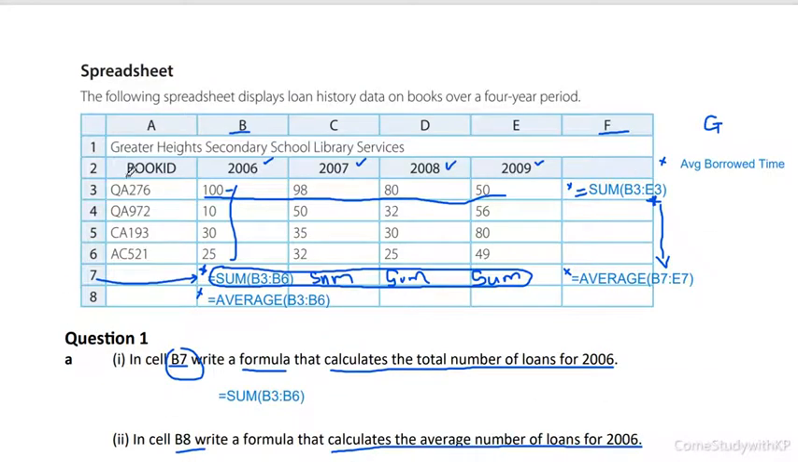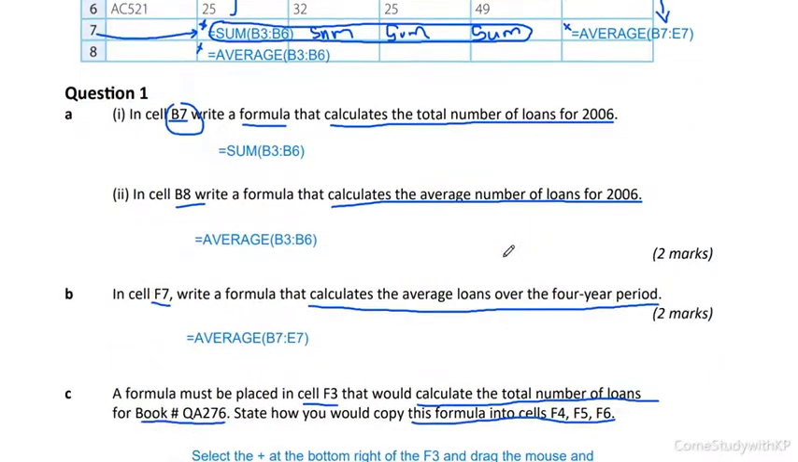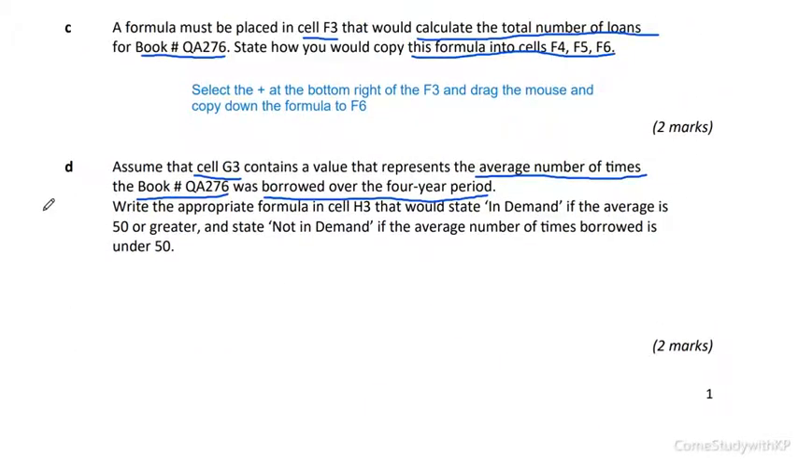So Q3 would be right. G3 would be right here. So the value for this book would be in this cell, right? So they want to find out what? Write the appropriate formula in cell H3 that would state in demand if the average is 50 or greater, and state not in demand if the average number of times borrowed is under 50.